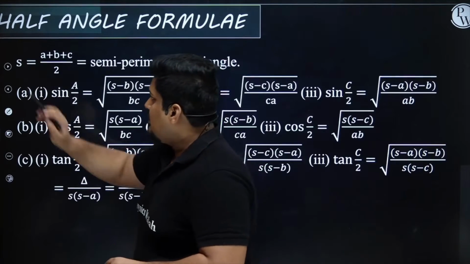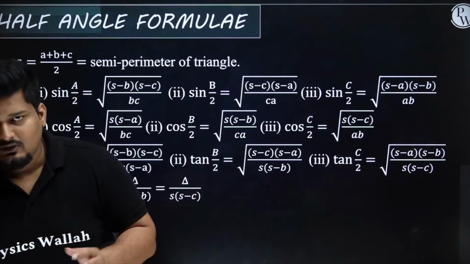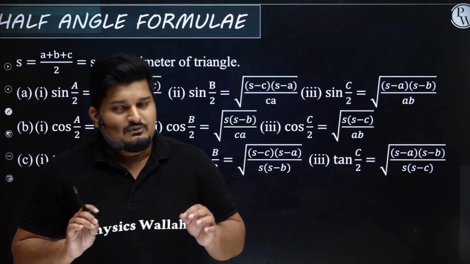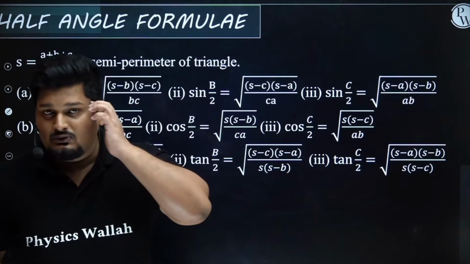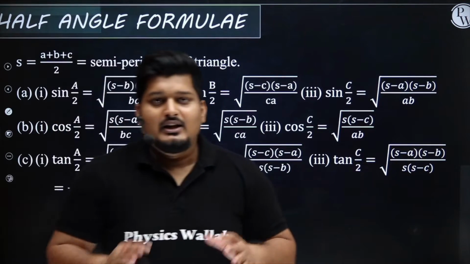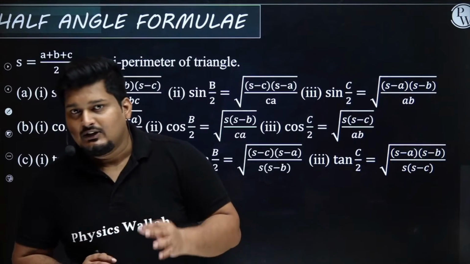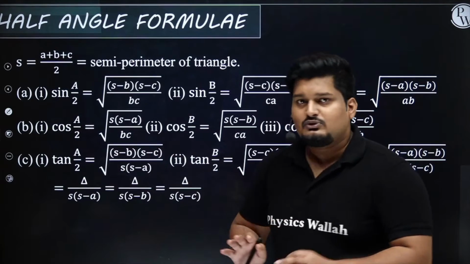Okay, moving on. Now the half angle formula. I have not seen problems on the half angle formula directly, but we use it. We have used it in some other chapters also. So I'll recommend that you remember the half angle formulas too. All these results of the half angle formula we derive using the cosine rule.